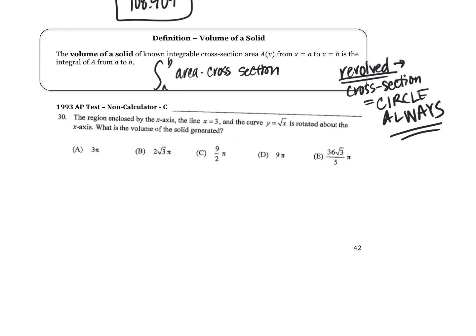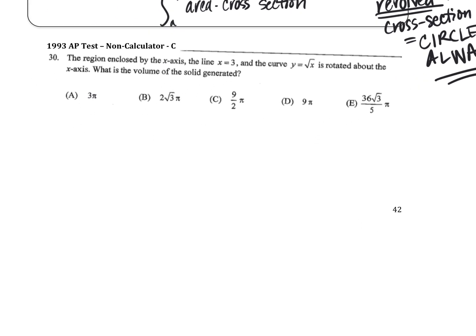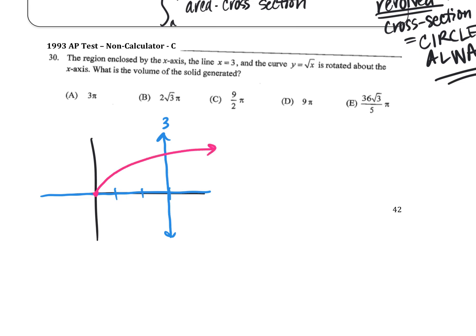Let's do this AP multiple choice. I didn't give you a picture this time. Neither will AP on this one. What is the graph? Find the region enclosed by the x-axis, which is blue, the line x equals 3. Again, I think the bigger the pictures you draw, the easier it is to visualize. And the curve y equals root x. What does that look like? Just remember that it goes from the origin like that.